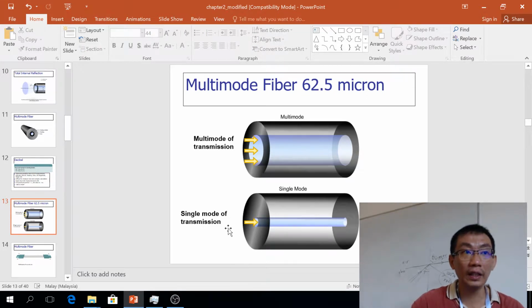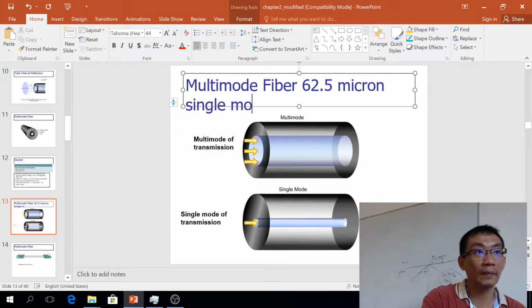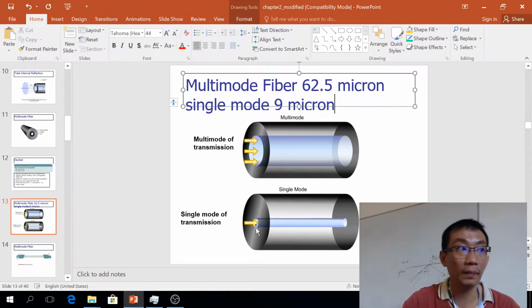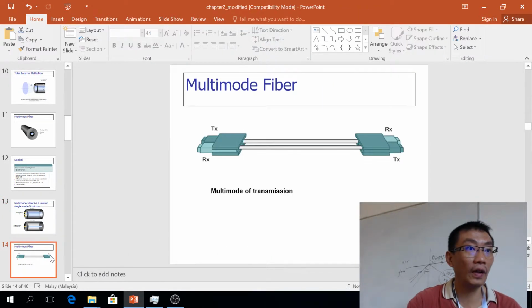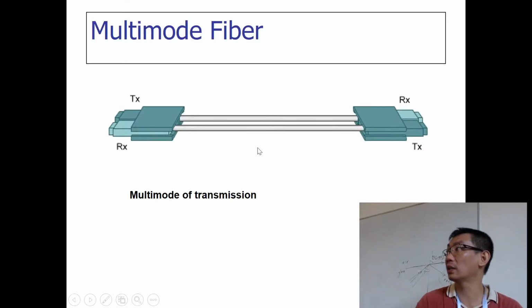If it's a single mode, it's around 9 micron, so it's a lot smaller. The diameter is 9 micron compared to multimode. So in multimode fiber, normally you have two fibers, one going in this direction, because the light travels in a straight line. So basically you need a pair of fibers to transmit. If you have a connection between two ports, normally there are two fibers connecting, one transmit, one receive.